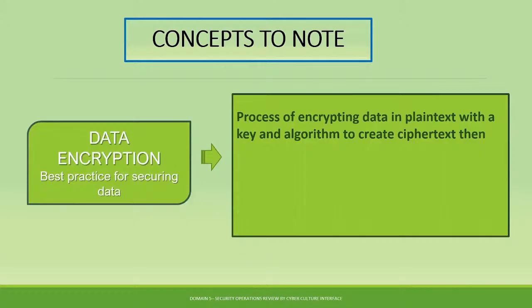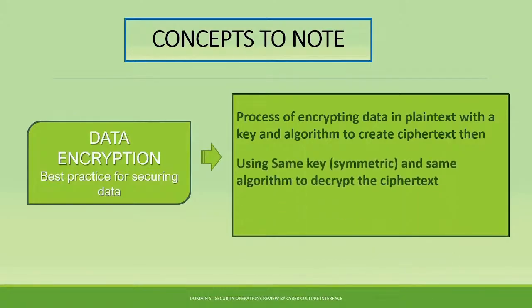The process of encrypting plain text with a key and an algorithm to create a ciphertext is what data encryption is all about. So we are talking about converting plain text into ciphertext using a key and an algorithm. When you encrypt data, for it to be understood, it has to be decrypted. That is the process of removing the encryption. This process involves a key and an algorithm, which is what is used to encrypt. And when you are decrypting, you also need a key and an algorithm.